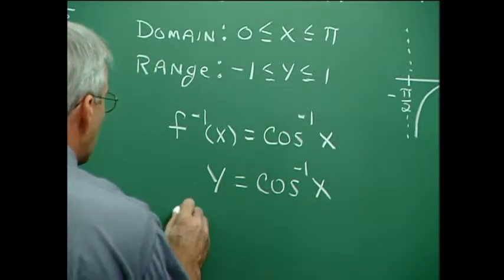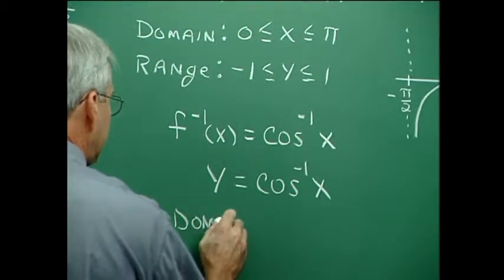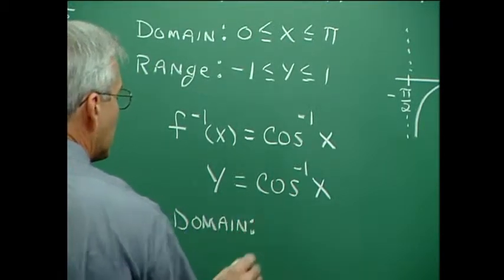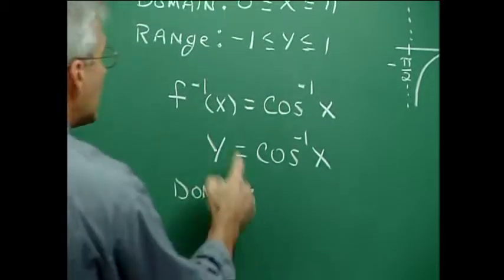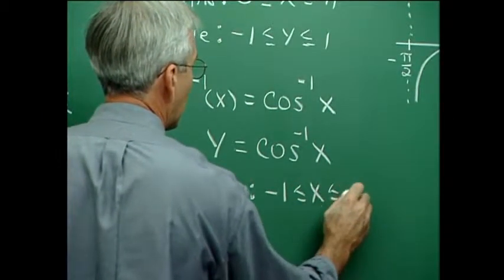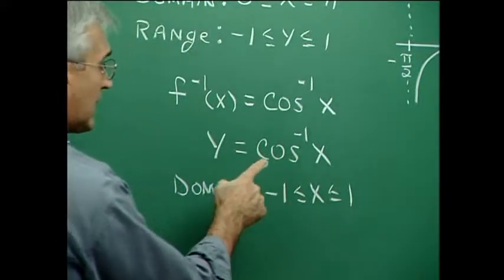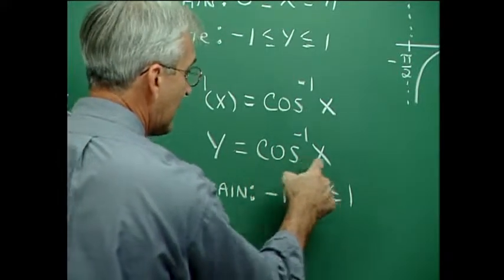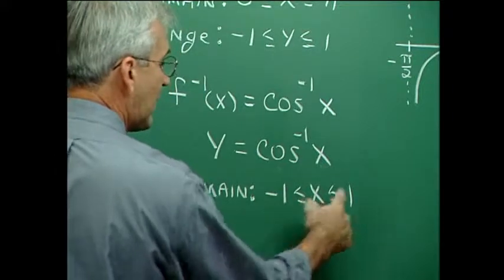All right, here's the important thing, though, in terms of calculation: the domain of this inverse function corresponds with the range up here, and as expected, it's -1 is less than or equal to x is less than or equal to 1. That just means that we can only take the inverse cosine of numbers that are between -1 and 1.